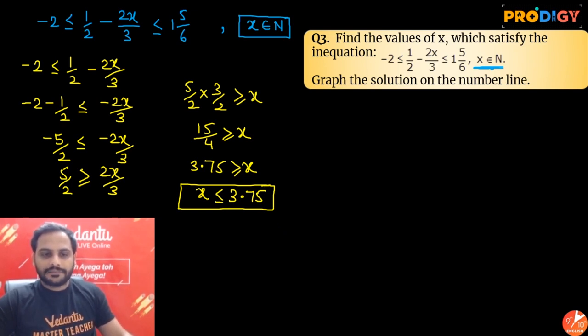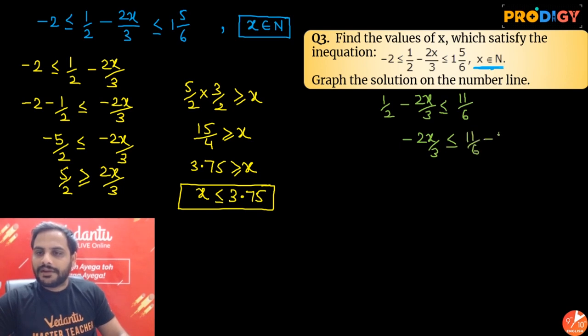For the second part, we have 1 by 2 minus 2x by 3 is less than or equal to 1 5 by 6. So it will be 6 1s plus 5 is 11 by 6. Shift 1 by 2 over there. So minus 2x by 3 is less than or equal to 11 by 6 minus 1 by 2. Take the LCM over here. So minus 2x by 3 is less than or equal to 11 minus 3, which is 8 by 6.